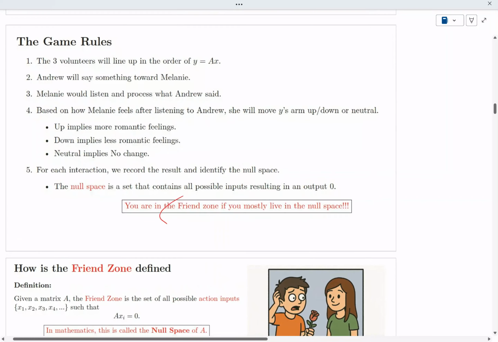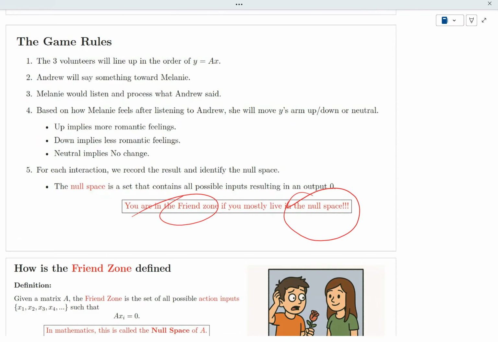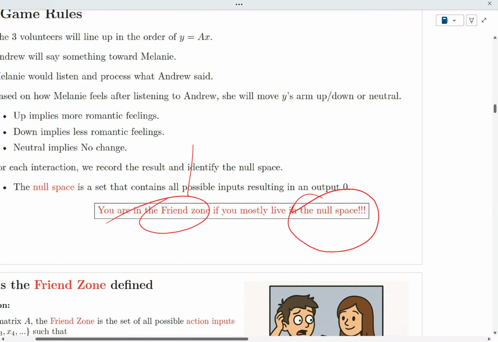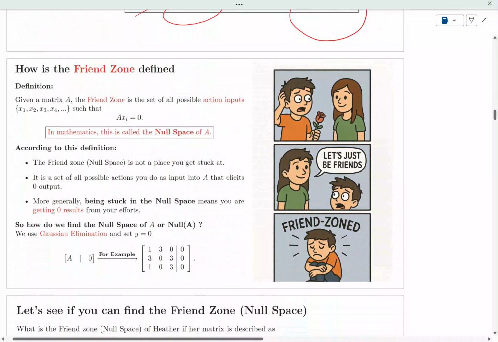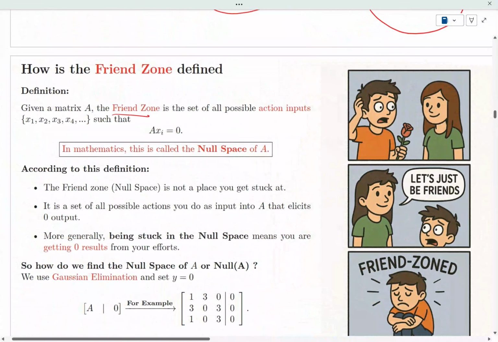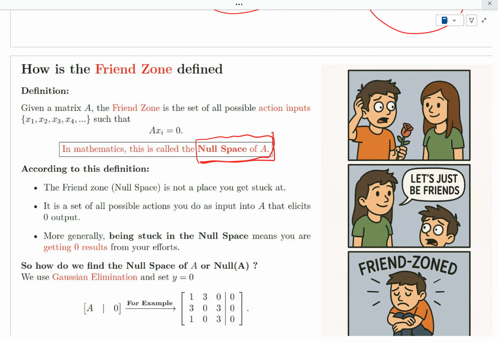So if you're in a friend zone, that means the actions you take are mostly in the null space. All right, try to reconcile those two ideas. You're basically doing lots of null space stuff. So in mathematics, the friend zone is the set of all possible input actions such that when you take your input and multiply by a matrix, you get a 0 back. And like I said, we call this the null space of A. So if you have matrix A, the null space is the actions that elicit no response, basically.